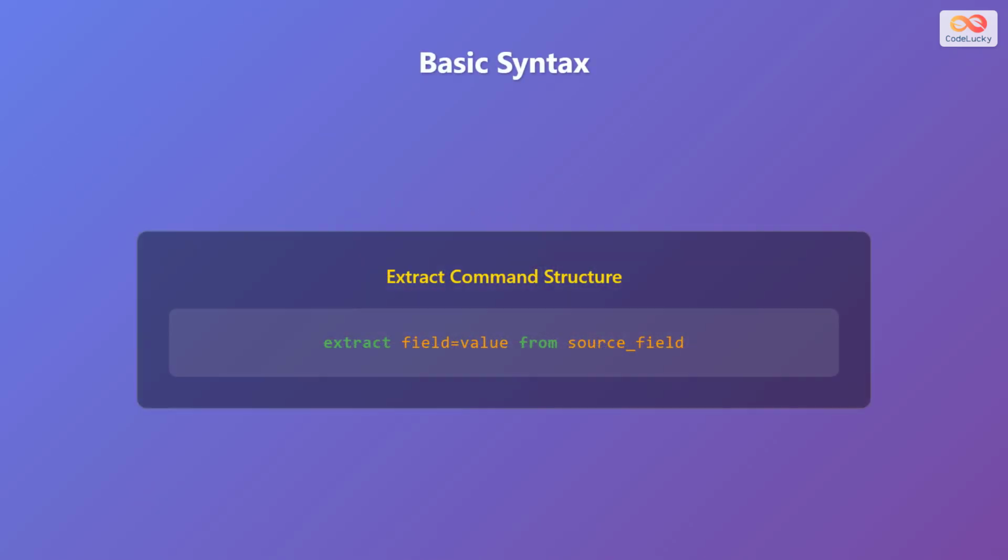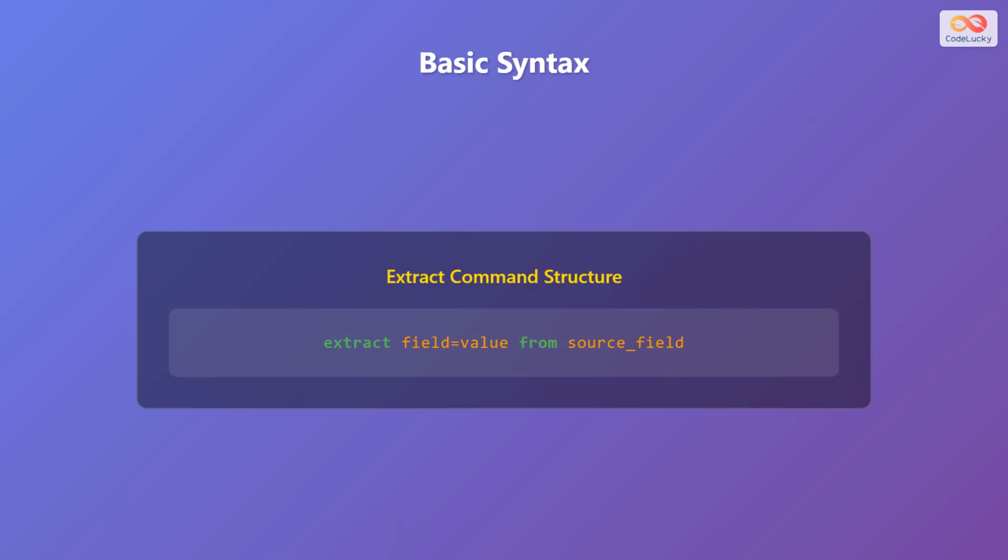The basic syntax of the extract command follows a simple structure. You start with the keyword extract, followed by the field equals value pattern, and then specify the source field you want to extract from using the from keyword. This fundamental structure gives you the foundation for all extract operations.